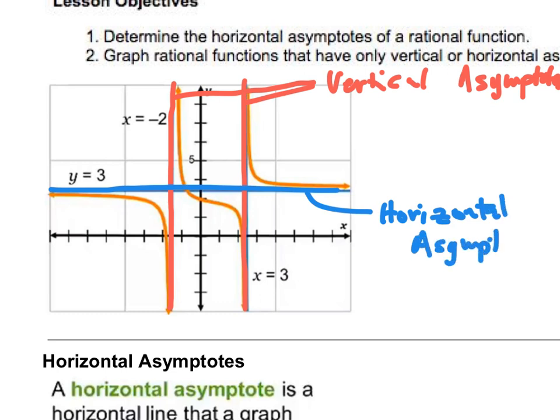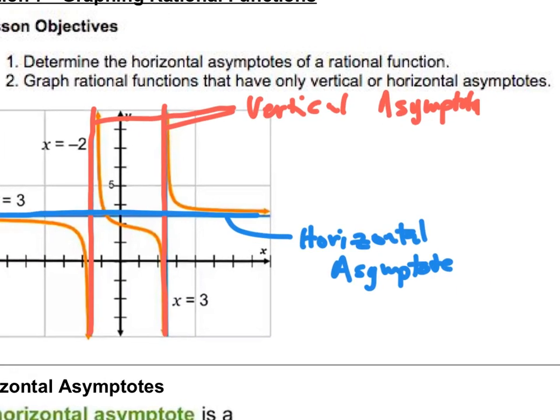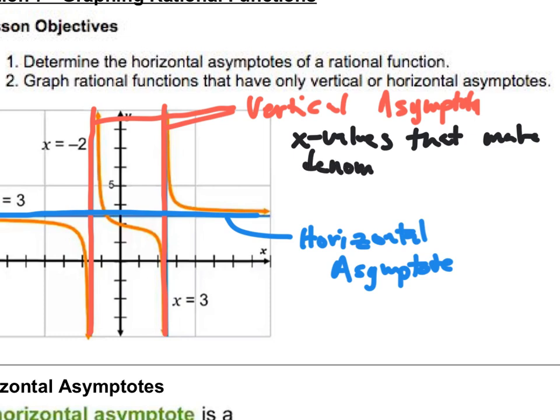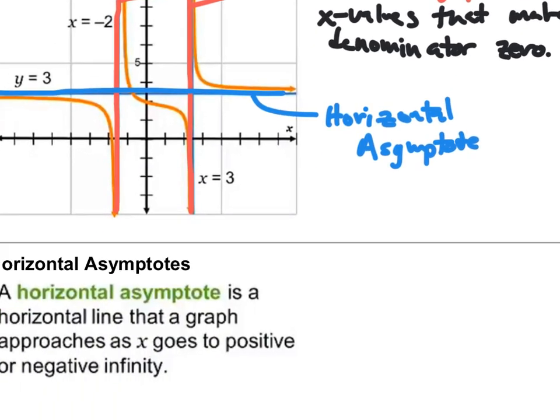We talked about vertical asymptotes. These are x values that make the denominator 0. Okay, and then horizontal asymptotes, let's kind of talk about that.